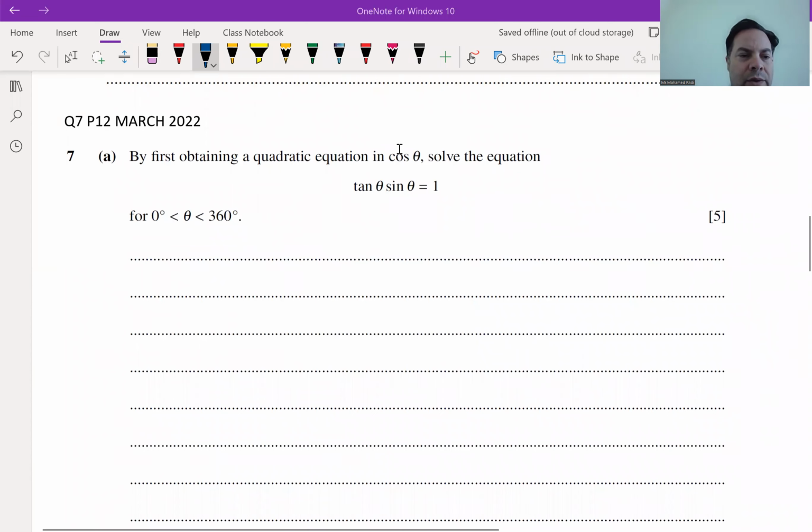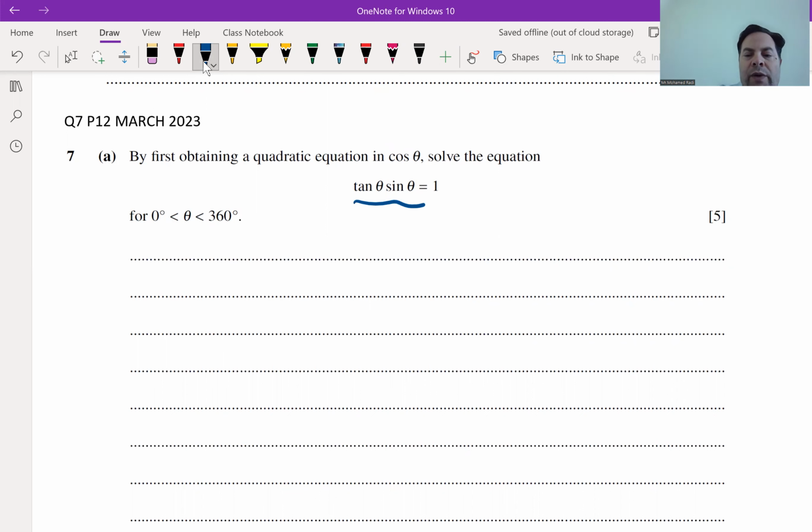Hello guys, in this tutorial I'm going to solve question number 7, paper 1-2, March 2023. This is 23. By obtaining the quadratic equation in cosine theta, solve the equation.